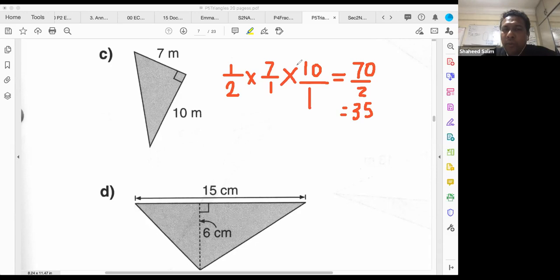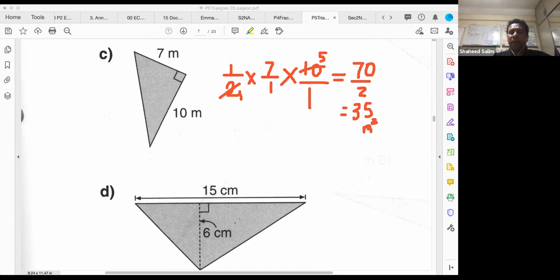Down here, how do we do it? I divide by 2, I get 1. 2 divided by 2, I get 1. If I divide the bottom, I must divide the top by 1 or a number. So divide by 2, I get 5. 7 times 5, I can go straight to 35 square meters.